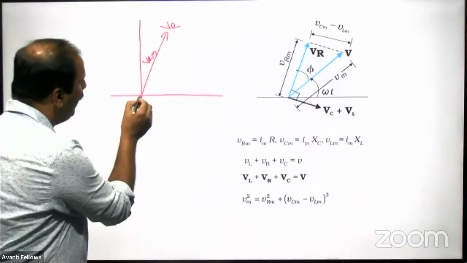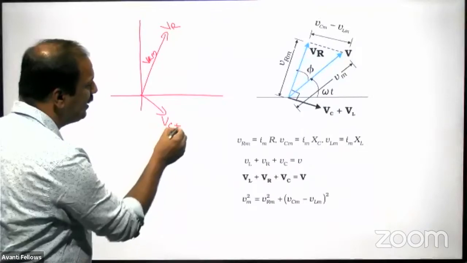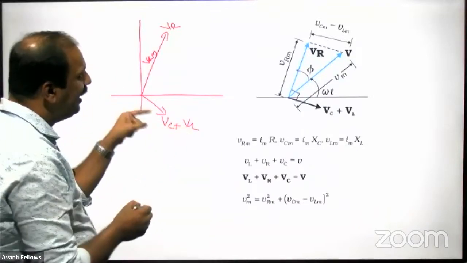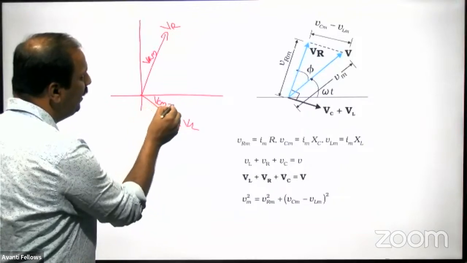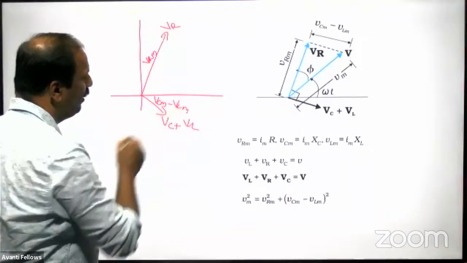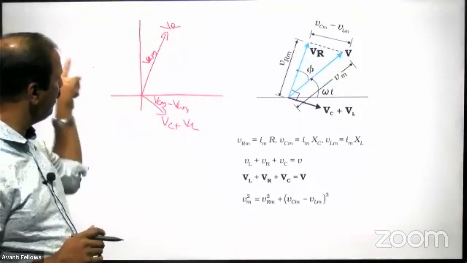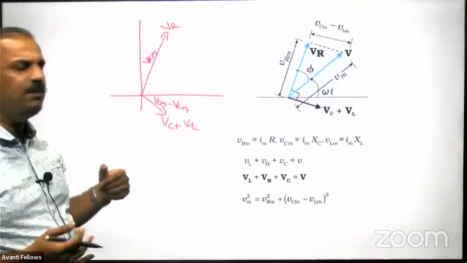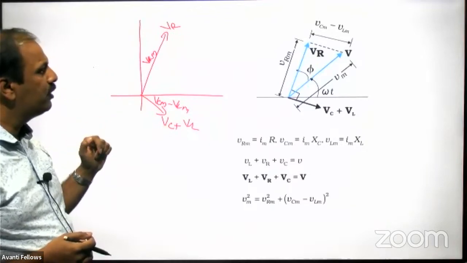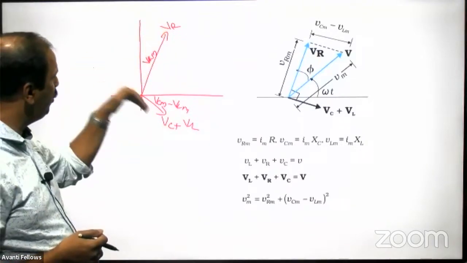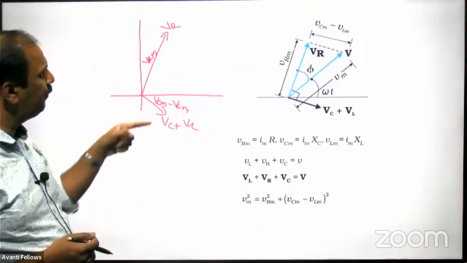Now you see here, I am getting a vector here. What is this one? This is VC plus VL. And what is the length of this one? That will be VCM minus VLM. So finally, what we have done? We had two voltages here, one this side and one this side. Now we simplified that one. We made it to one direction by adding these two. So one voltage is here. Here two voltages were there. We added those two and we got this one. But we had to add this also.